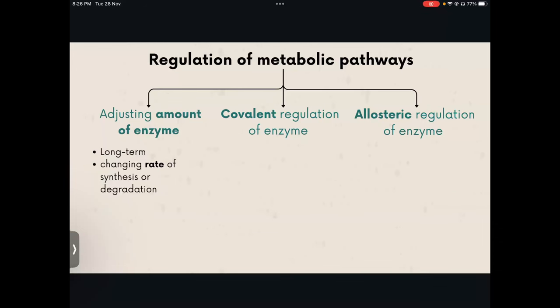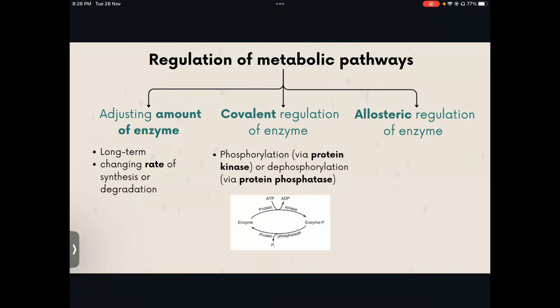So to go over them again with the details: the amount, you're changing the rate of synthesis or degradation, and it's more long-term because you're changing it at the gene expression level. You're either decreasing the synthesis or increasing it. And covalent regulation, again, is either via phosphorylation, which happens via a protein kinase enzyme. A kinase is one which phosphorylates. This is important. Or a dephosphorylation reaction, which is via the opposite, a protein phosphatase. So these are two terms that you're going to hear a lot going from here on out because there are many enzymes which are kinases and phosphatases that are very important in the regulation of metabolic pathways.